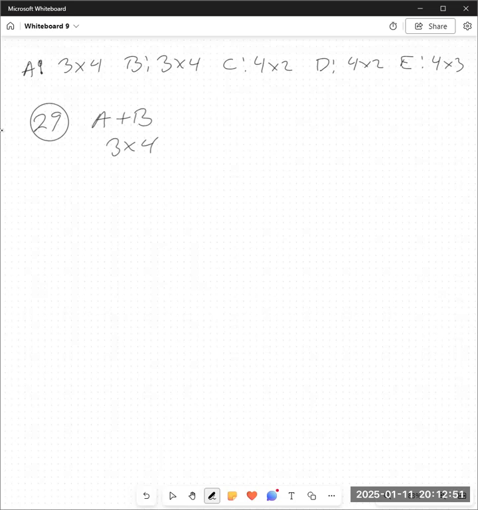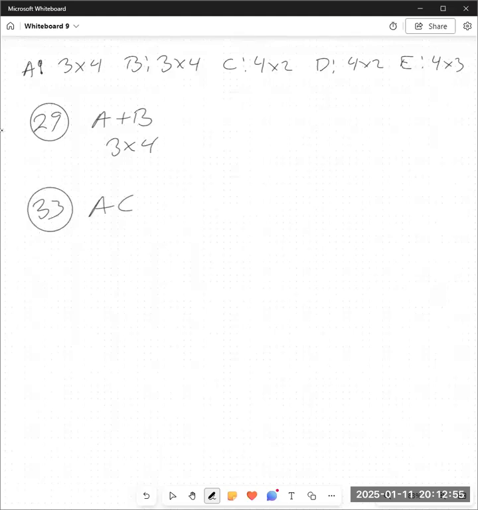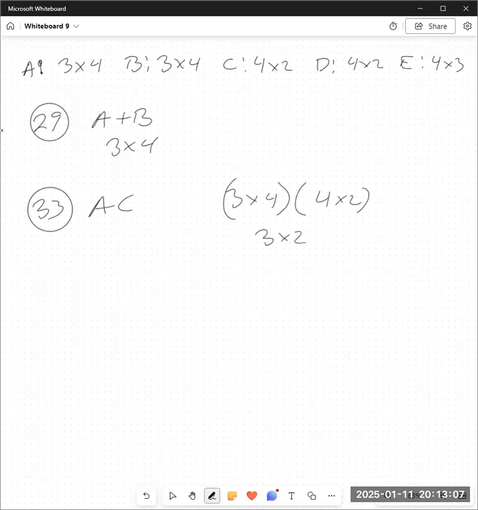What about number 33, which says A times C? So we're looking at a 3 by 4 times a 4 by 2. That's going to give us a 3 by 2 for our product.